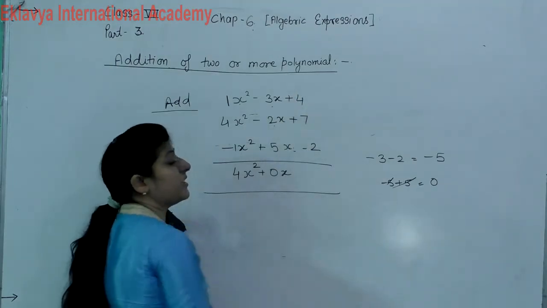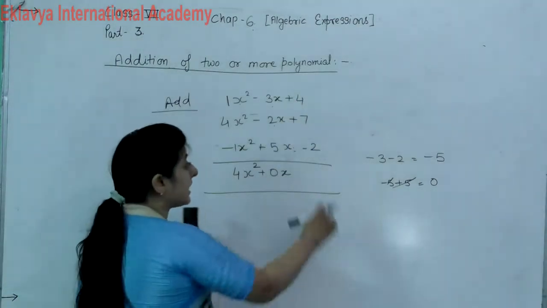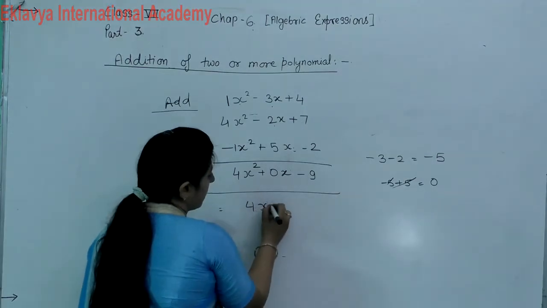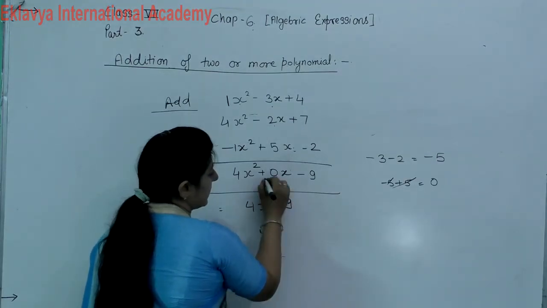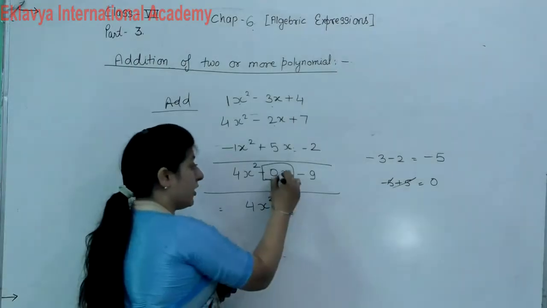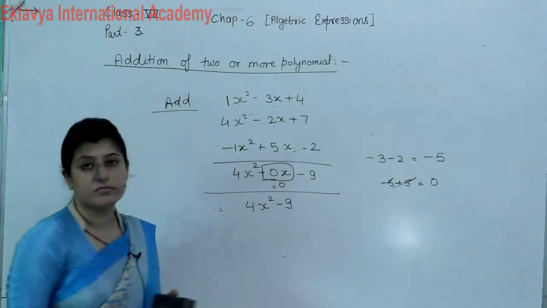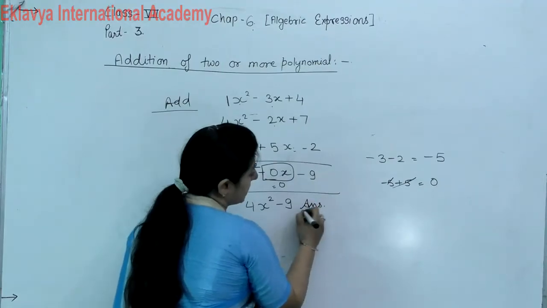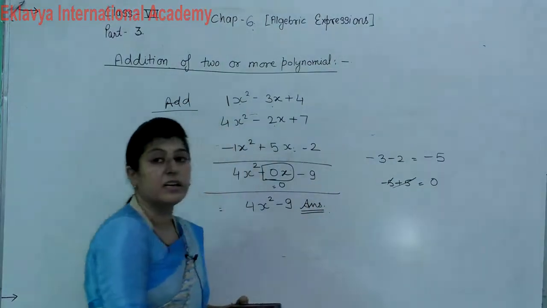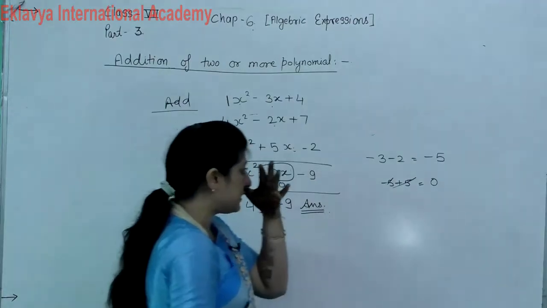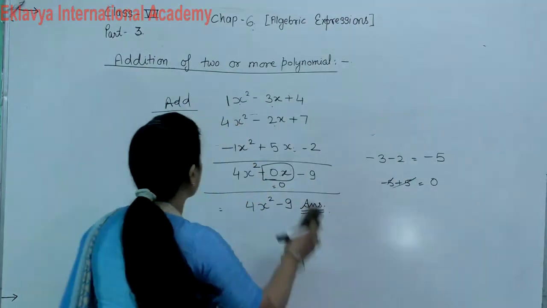4 plus 7, 11. 11 minus 2, 9. Then basically your answer will come 4x square minus 9. This term we will not write, because if any coefficient is 0, it means it will give 0. Then your answer is 4x square minus 9. This time we will solve the addition of given polynomials.